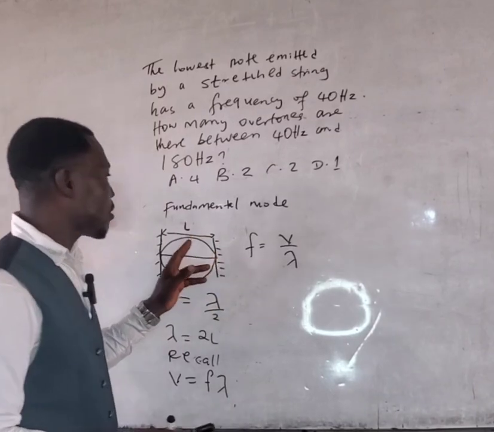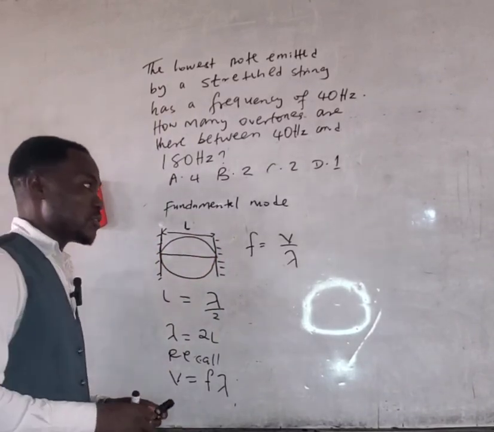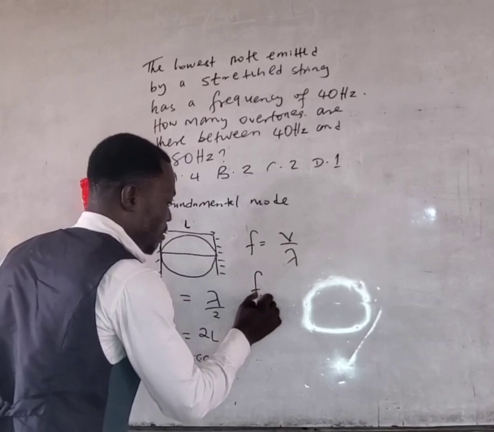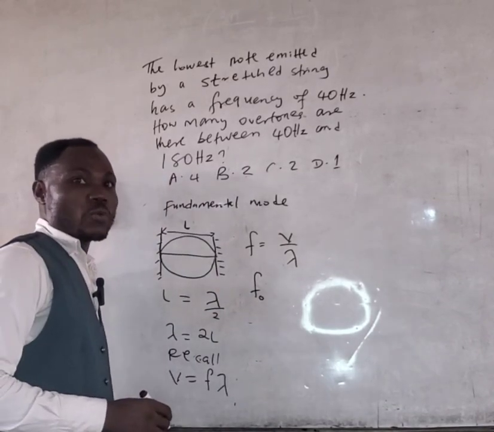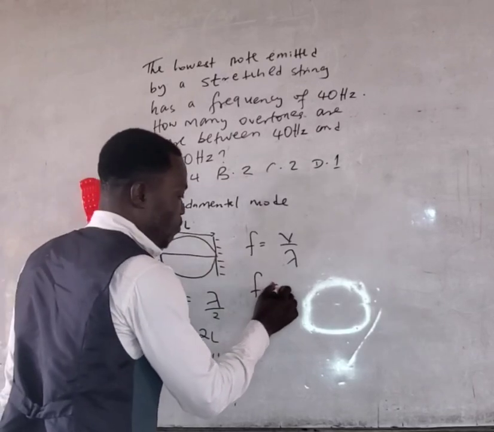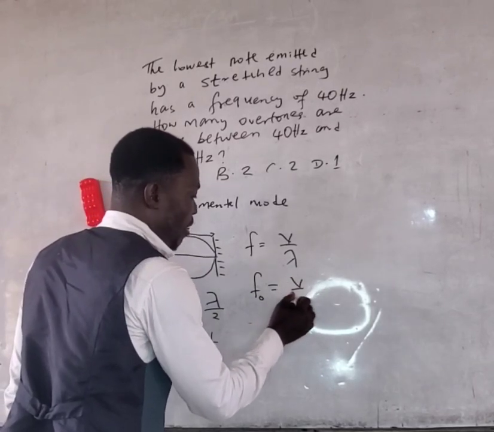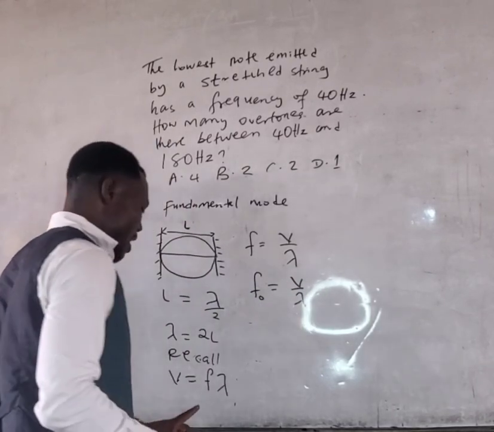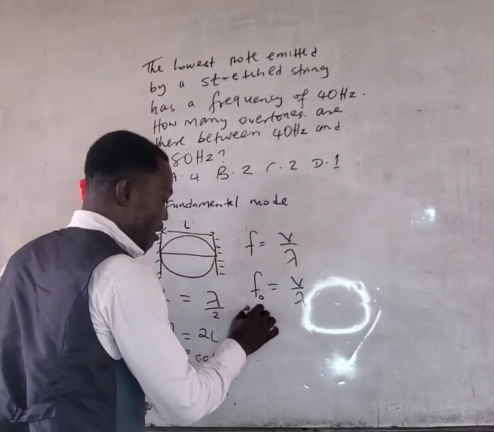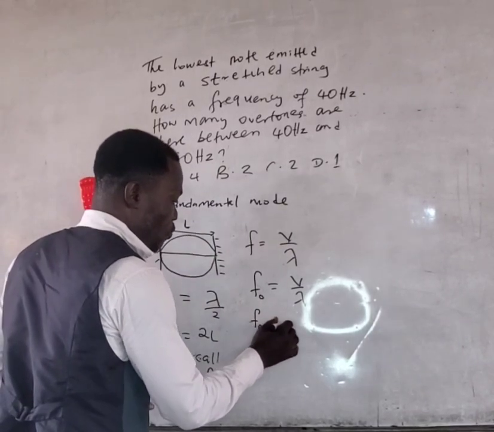So under this fundamental mode, the frequency of vibration is what? Fundamental frequency, and that frequency is written as what? F0, that is the fundamental frequency, and that is equal to V over lambda. But here our lambda is 2L, so that gives us F0 to be equal to what?